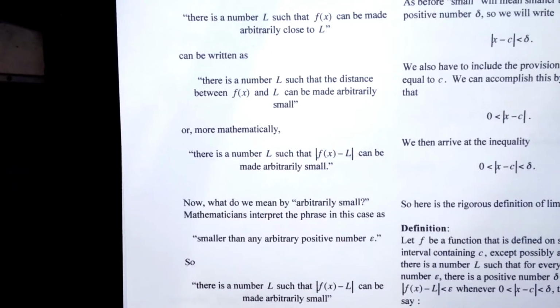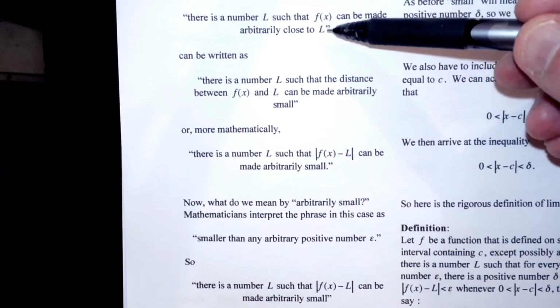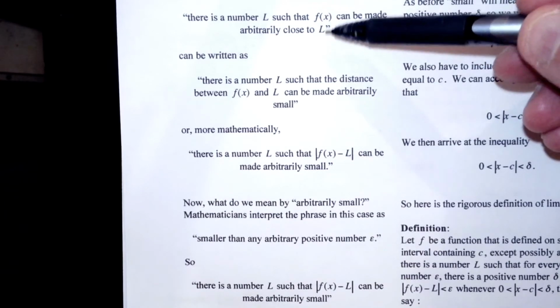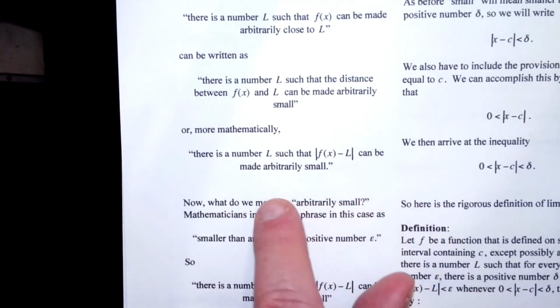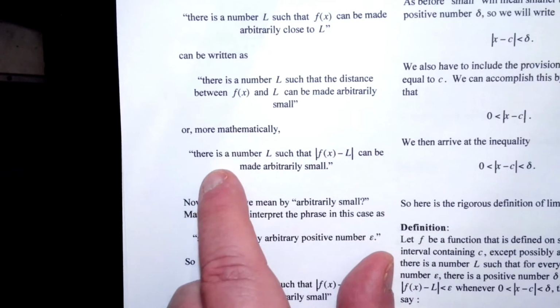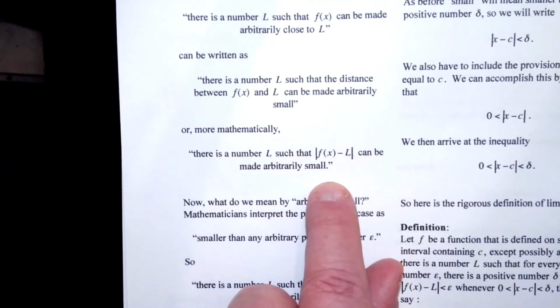There is a number L so that the distance between f of x and L can be made arbitrarily small, right? If f of x is close to L, that means the distance between those two numbers is small. So there is a number L so that the distance between f of x and L can be made arbitrarily small. Well, and this is the part where we introduce the absolute values. So we can rewrite that as there's a number L so that the absolute value of f of x minus L can be made arbitrarily small.